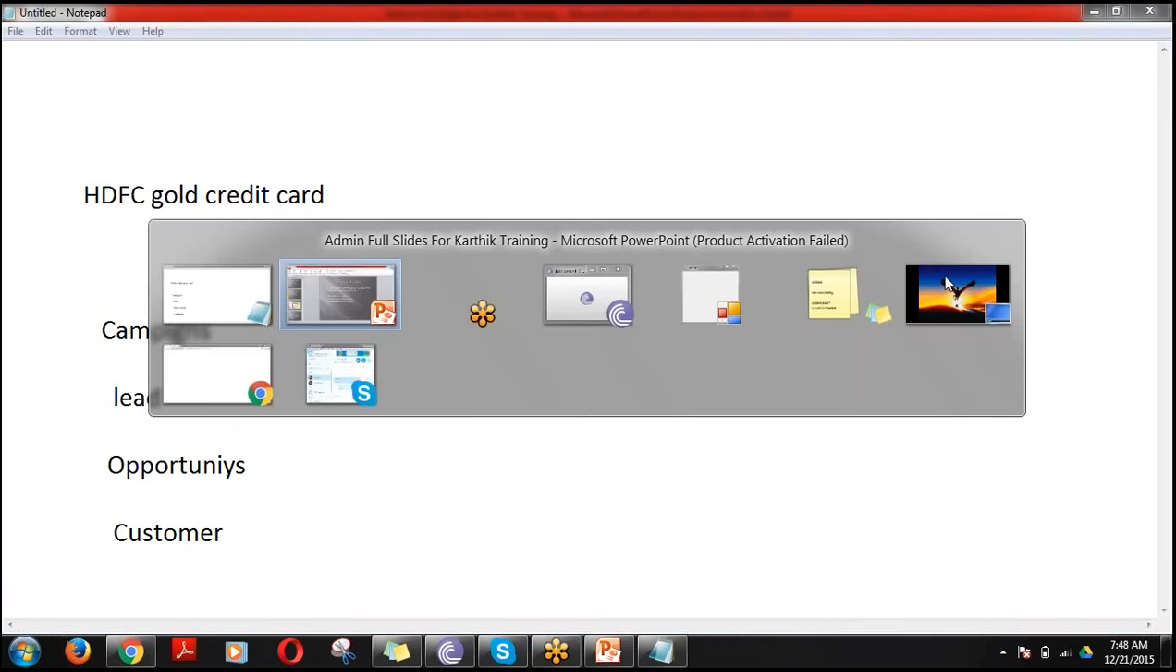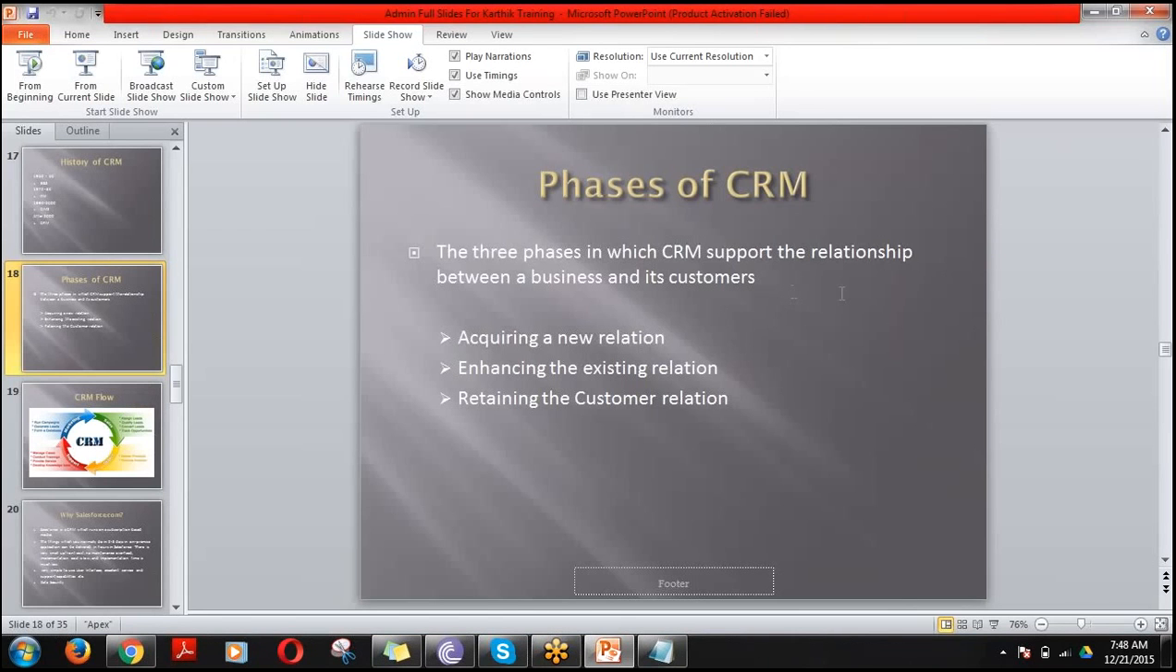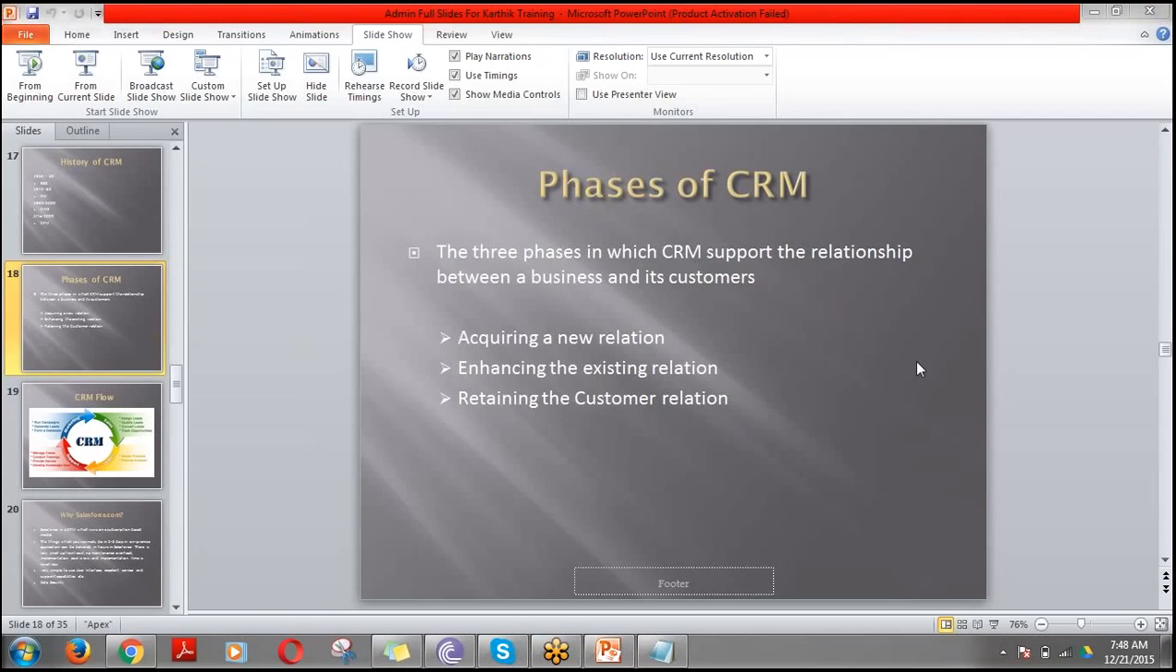Remember, guys, once the lead purchases your product, only then will we call him a customer. Okay, so see, guys, this is the first phase of your CRM: acquiring a new relation. Acquiring a new relation means I am trying to get a new customer to my organization. Got it? So guys, as of now, any questions? Anyone? In acquiring a new relation, any questions, guys? Everybody clear?